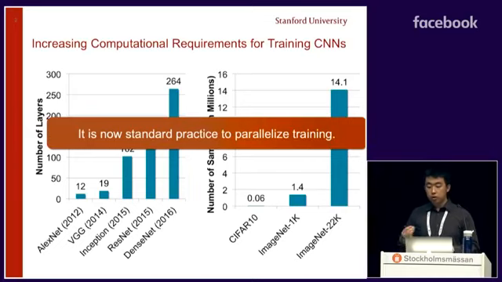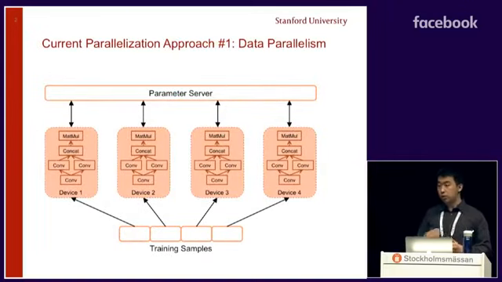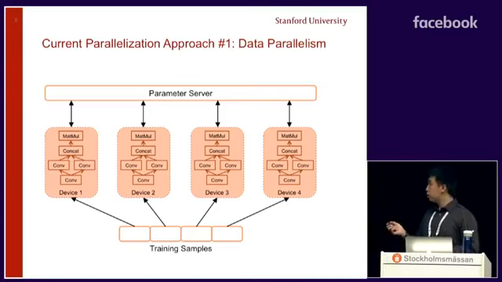So in order to meet this computational requirement, it is now standard practice to parallelize the training onto multiple devices. The most common parallelization approach is called data parallelism. The idea is to duplicate the entire model onto each device and assign disjoint training samples to each device. Each device will get partial gradients on these training samples. At the end of every iteration, devices communicate with the parameter servers to synchronize the gradients.